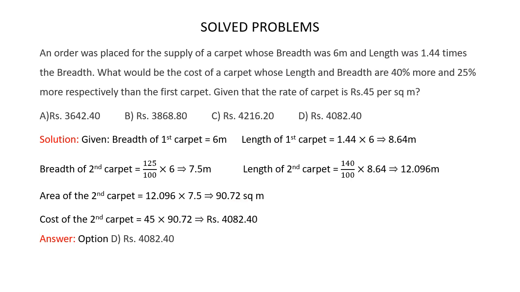Now it's given that the rate of a carpet is rupees 45 per square meter, which means for 1 square meter of the carpet the cost is rupees 45. So for 90.72 square meters of the carpet, the rate would be 45 multiplied by 90.72, which is nothing but 4082.40. So cost of the second carpet is rupees 4082.40. The correct answer is option D, rupees 4082.40.